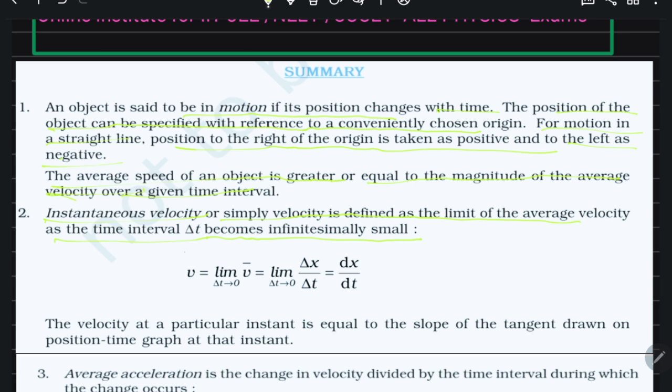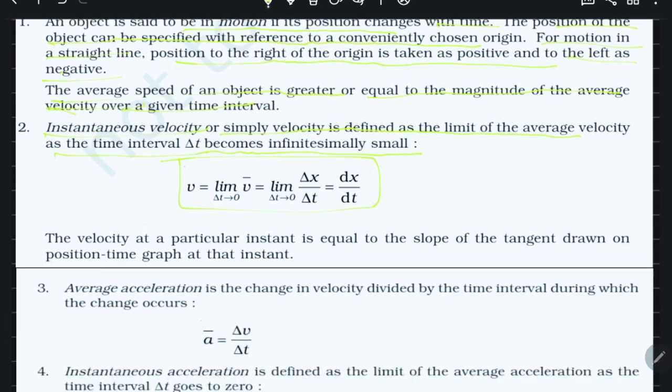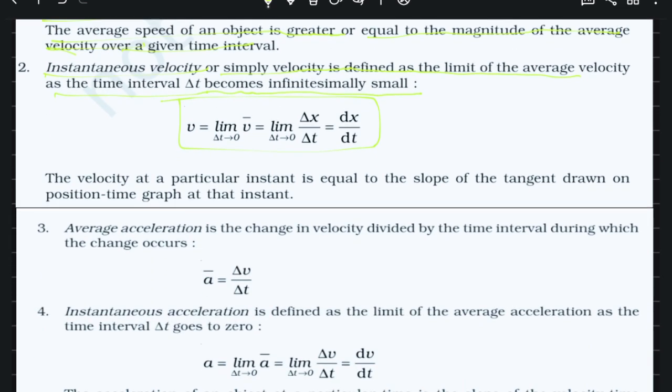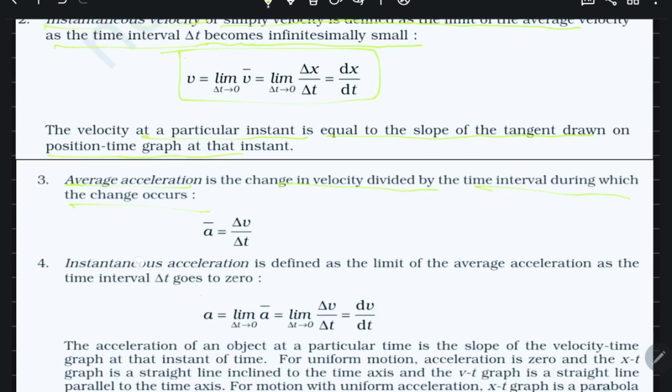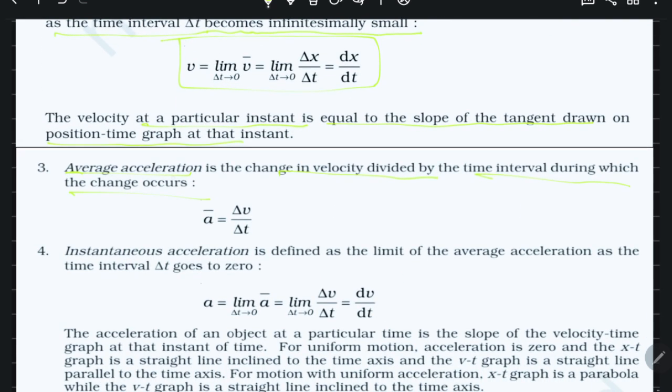So v is equal to the limit delta t tends to 0 of v average, which is equal to the limit delta t tends to 0 of delta x by delta t, that is equal to dx by dt. The velocity at a particular instant is equal to the slope of the tangent drawn on the position time graph at that instant. Average acceleration is basically the change in velocity divided by the time interval during which the change occurred, right? Average acceleration is the change in velocity divided by the time interval during which that change occurs.